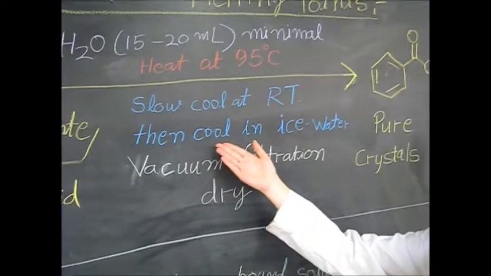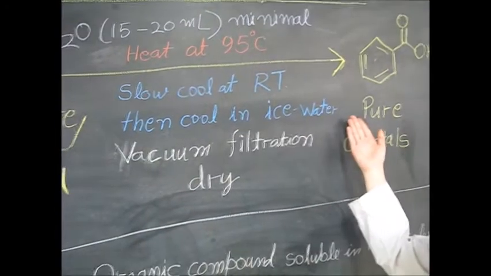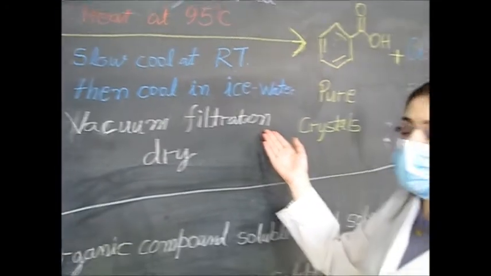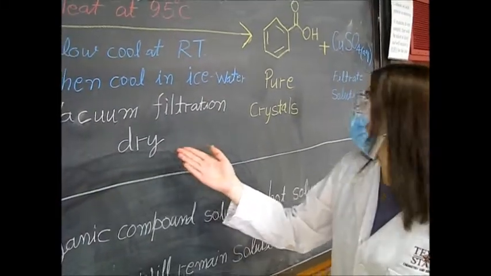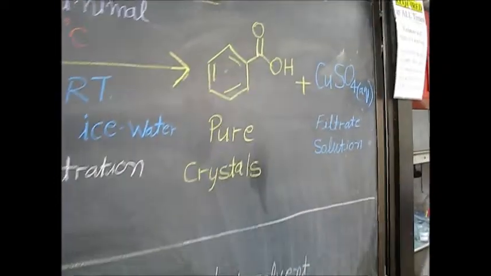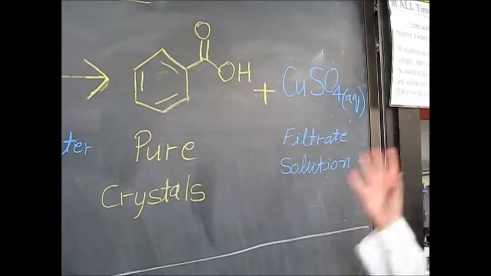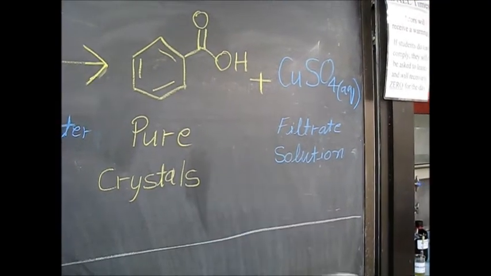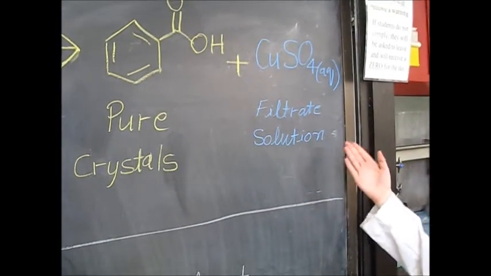After it's been cooled to room temperature, we cool it in an ice water bath and isolate our product via vacuum filtration. After it's been filtrated, we can dry it in the oven. Once it's been dried and the product has been created, we will have pure benzoic acid crystals and copper sulfate in filtrate solution.